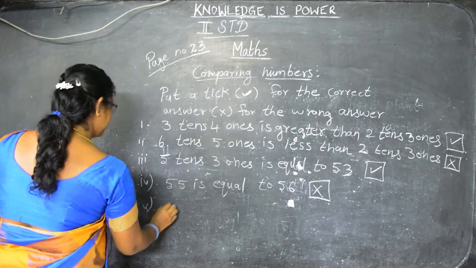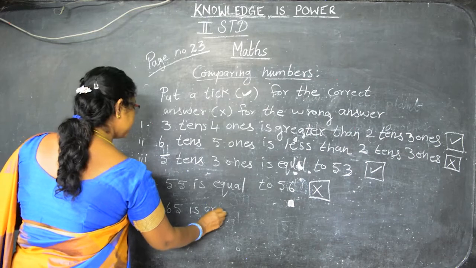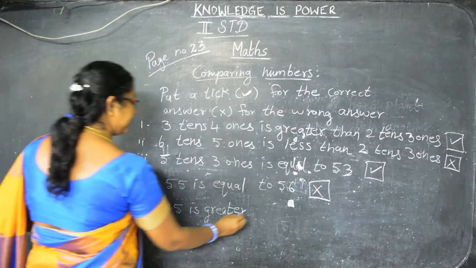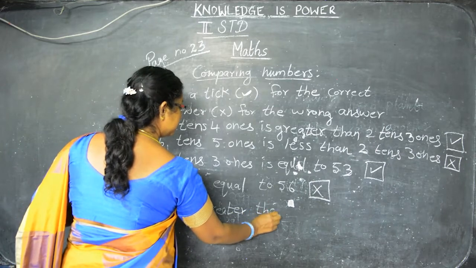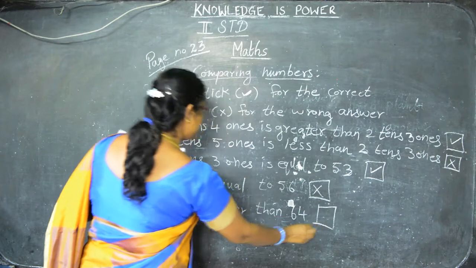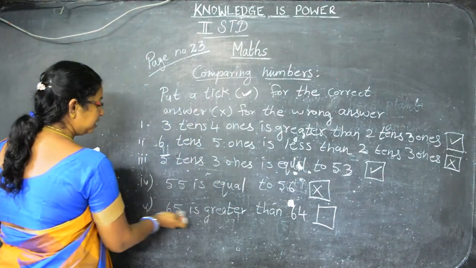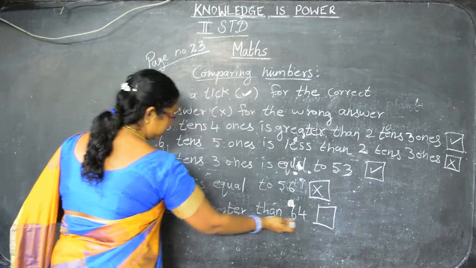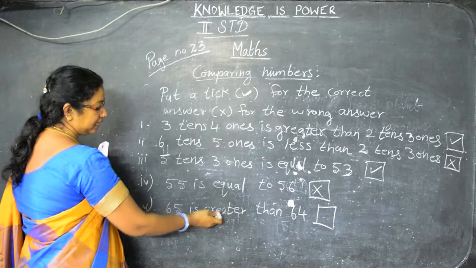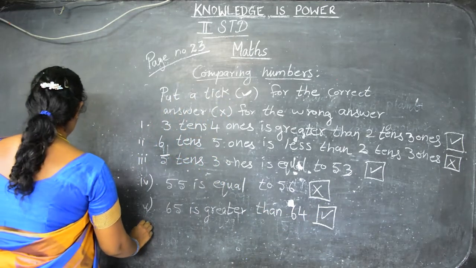65 is greater. 65 is greater than 64. See here, 65 is greater. Period number then 65 or 64. See here, 5 only bigger number. Okay, is greater. So the statement is correct. Number 6.